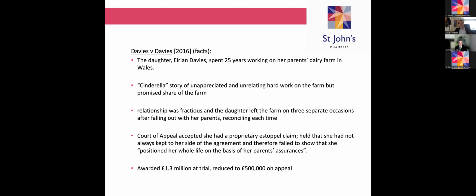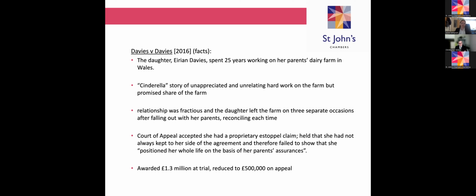The relationship that she had with her parents was particularly difficult and fractious. She was often left on the farm, unattended, left to deal with matters on her own. There were fights and arguments to the point that she actually left the farm on 3 separate occasions after falling out with her parents, although she did reconcile each time and return to work on the farm.